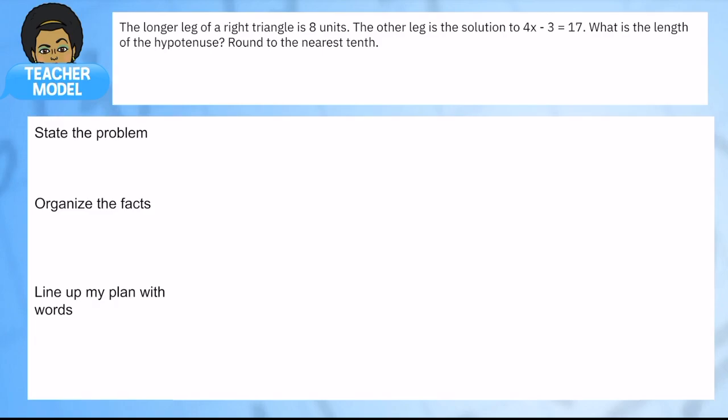So first things first, notice they're letting us know there are 2 legs and we're looking for the hypotenuse. I think that's important because a lot of kids might see "the longer leg" and think that the longest side is 8. So just make sure you're being really, really careful as you read through these problems. And what do we want to know? We want to know what the hypotenuse is. How long is it in this problem?